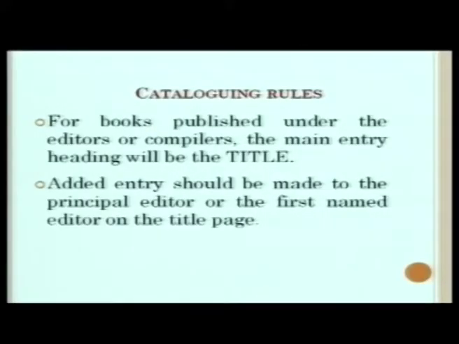So, the cataloging rules for these edited volumes: for books published under editors or compilers, the main entry heading will be the title, because the person compiling is not an author, and the authors who have contributed are many in number. It is a technical issue for catalogers to catalog the document under one person or the other, and that would create a lot of contradiction technically in the library. To avoid that, AACR has clearly suggested that the entry has to be made under title, and an added entry should also be made for the principal editor or the first named editor on the title page. Again it is very clear that only one editor will get a chance, whether there are 1 or 2 or more.